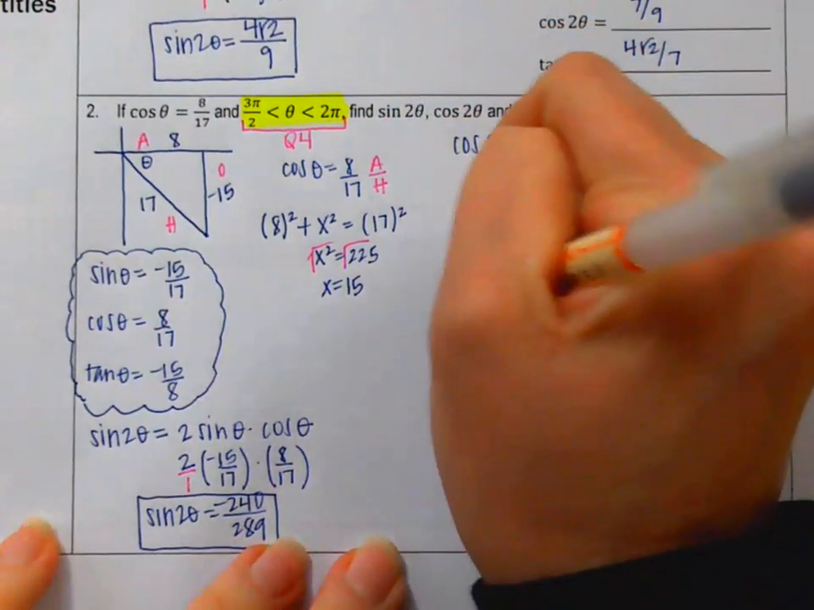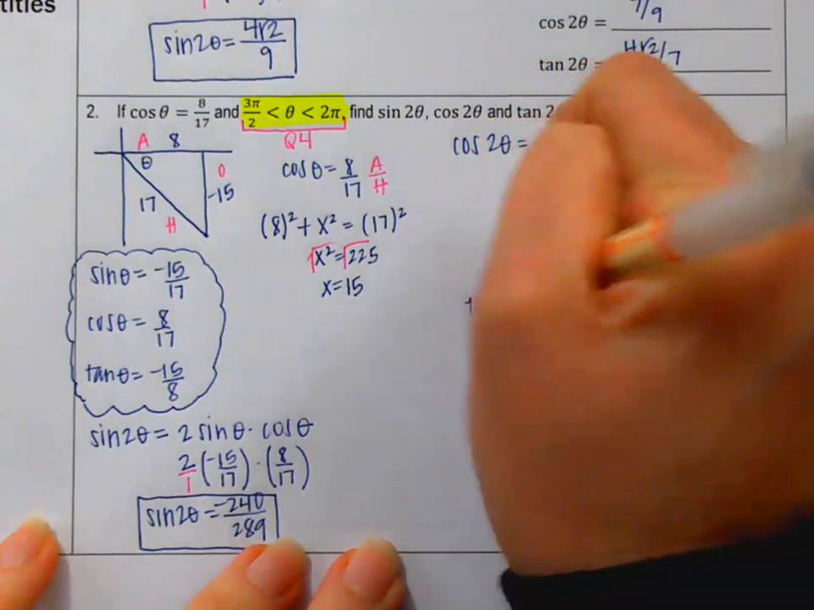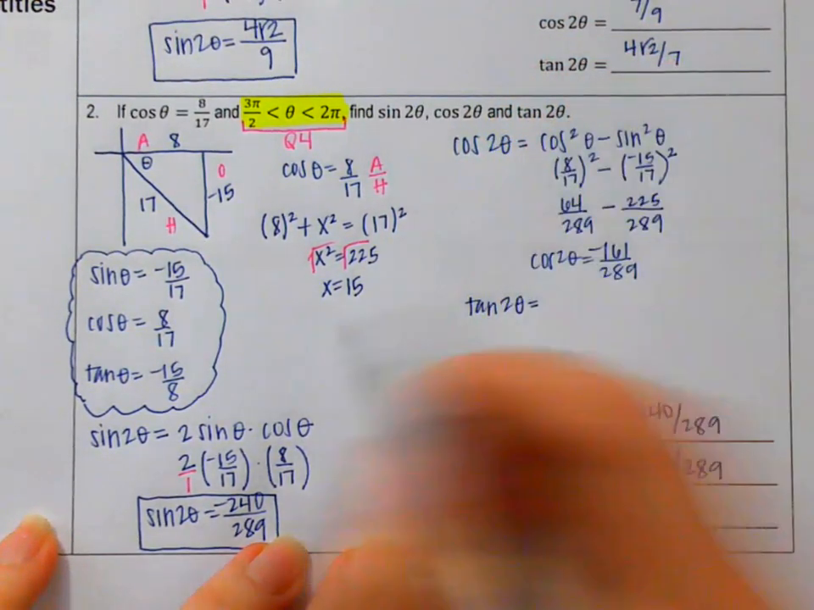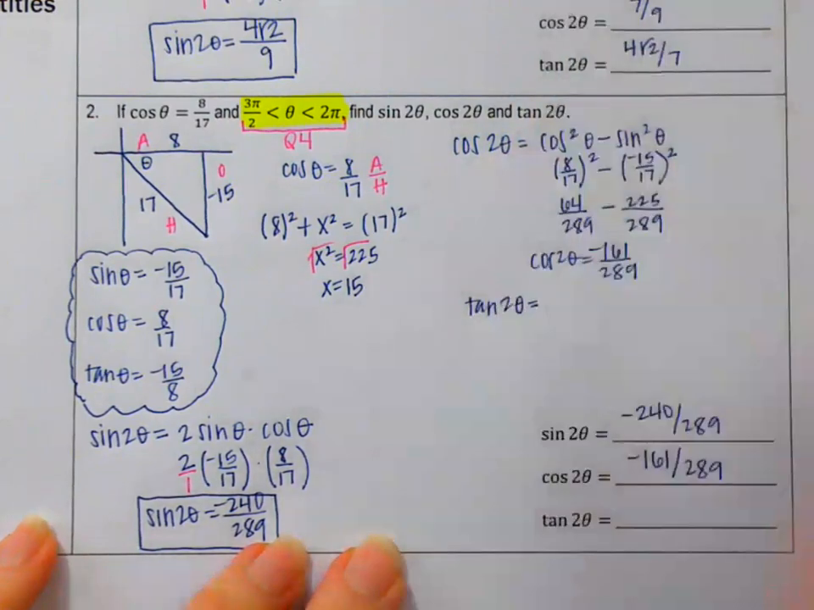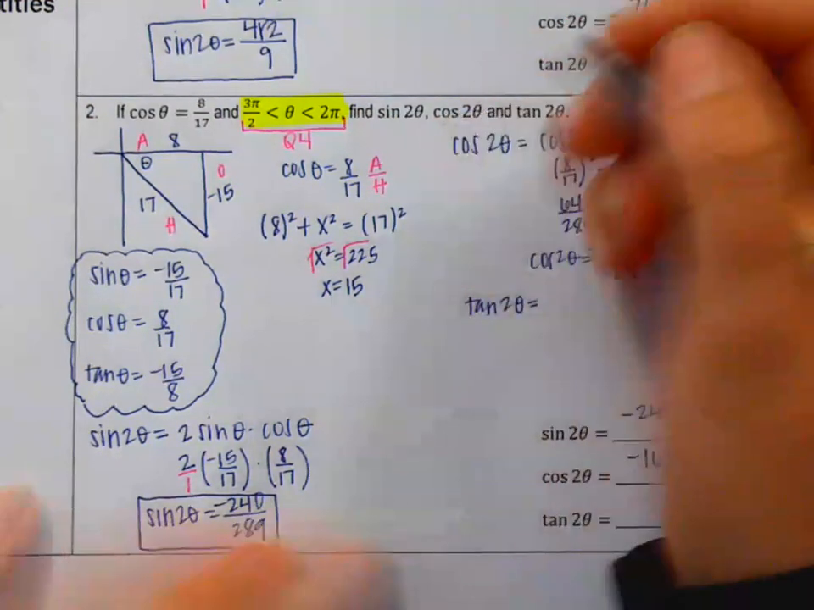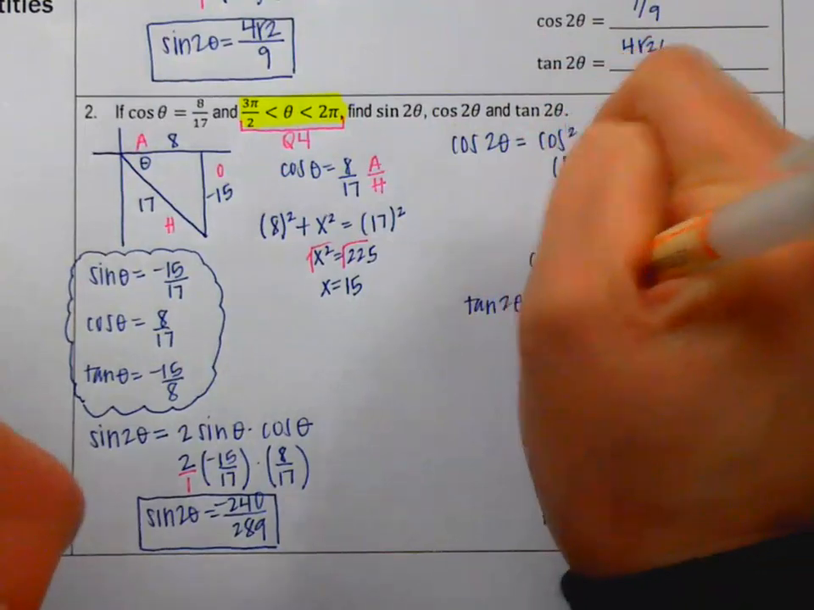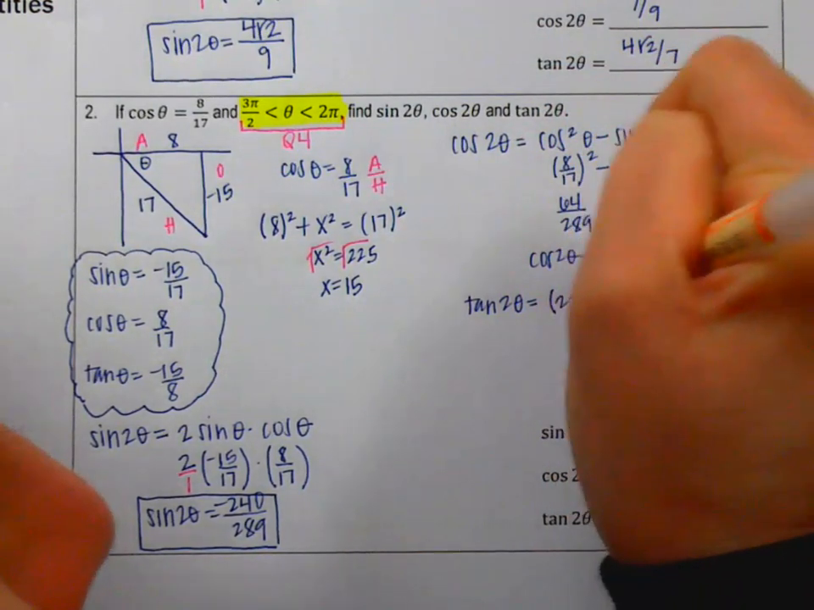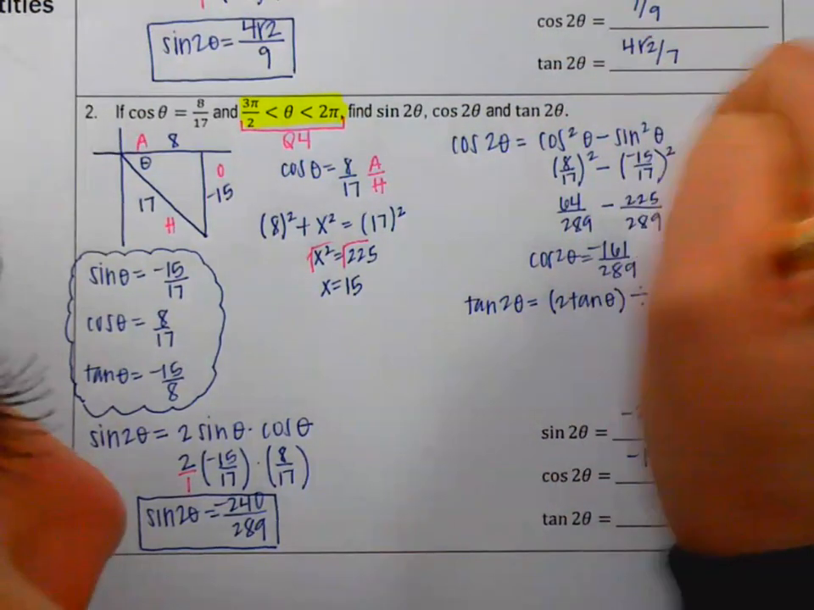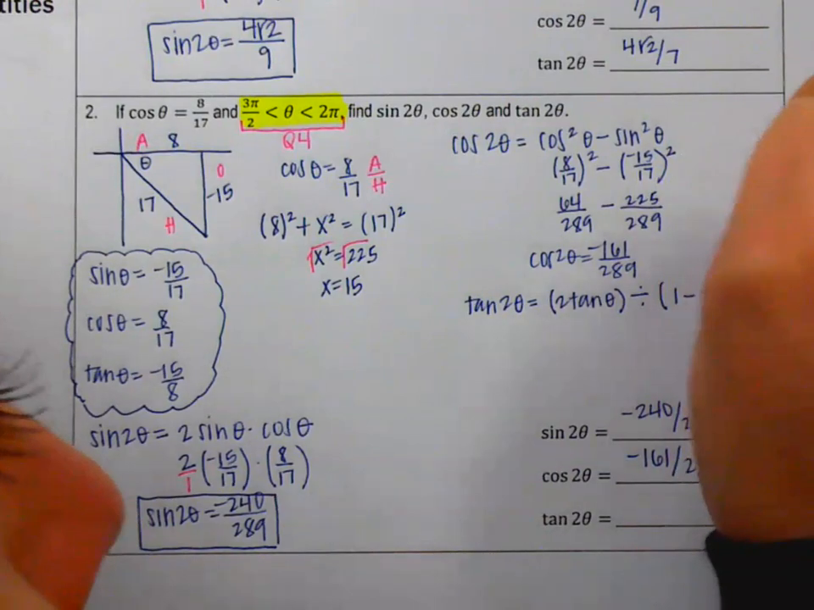So tangent of 2 theta, again, I'm just going to kind of write it out as division like I did up above. So that's going to be 2 tangent theta divided by 1 minus tangent squared theta.